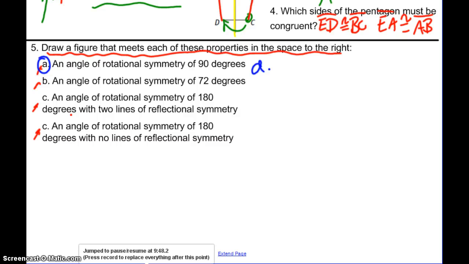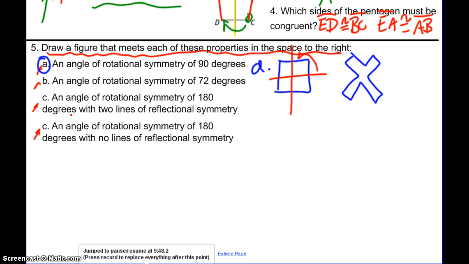Well, the easiest thing to draw would be a square. Because if I took a square and moved it 90 degrees, it's still going to be a square. You could have also drawn the X that we saw before, right? Because if I take that X and rotate it 90 degrees, I'm going to have the same X.